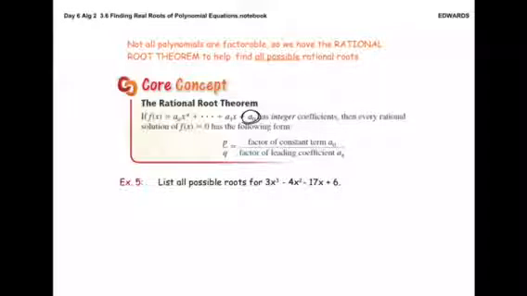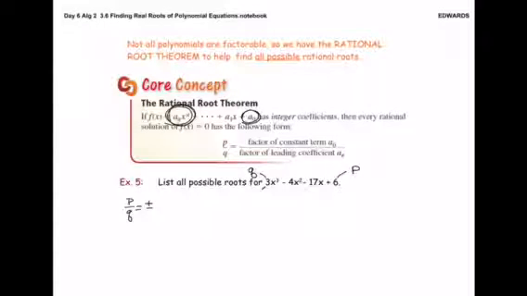And it also has us list the factors of our leading coefficient, which is whatever has the highest exponent. So in example 5, if they ask us to list all our possible roots, we know that our leading coefficient is our q, and our constant is our p. So we're going to put our p's over our q's. We need to account for all positive and negative possibilities.